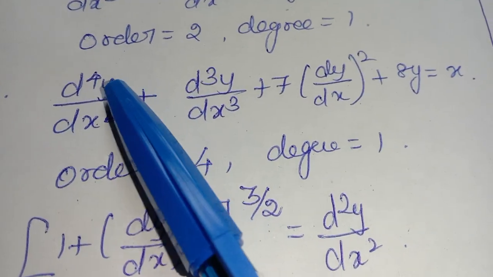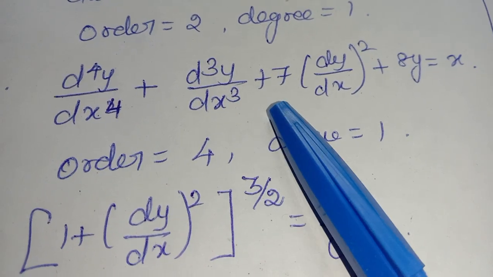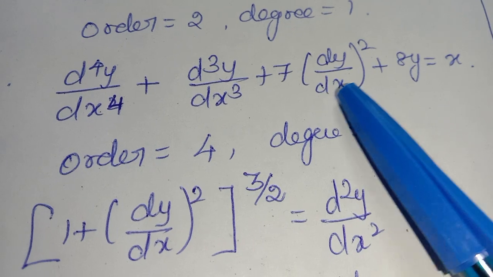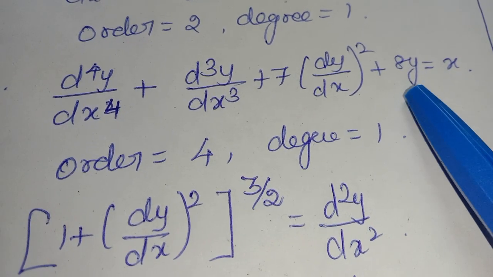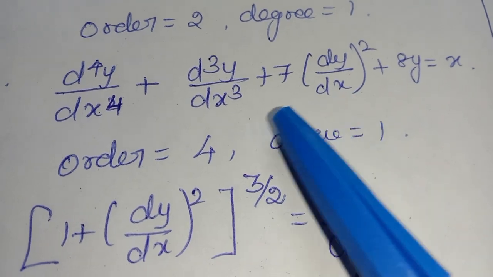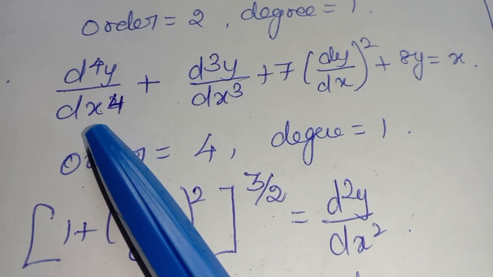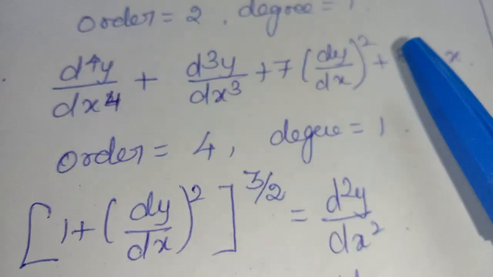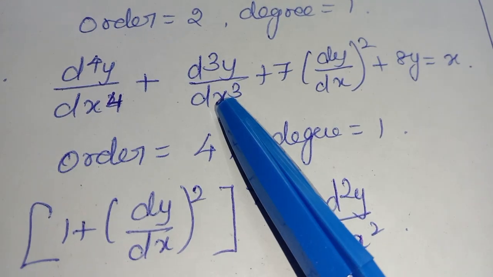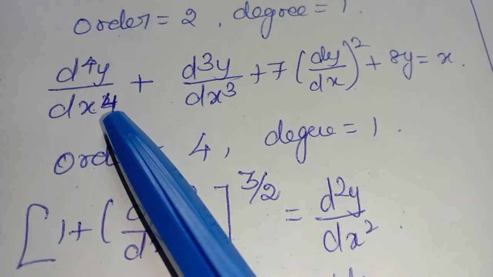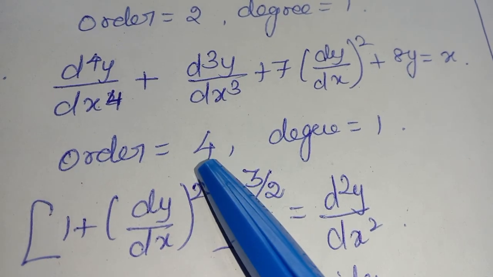One more example. d power 4 y by dx power 4 plus d cube y by dx cube plus 7 into dy by dx the whole square plus 8y equal to x. So in this equation we have y, dy by dx, d cube y by dx cube and d power 4 y by dx power 4. Dy by dx is the first order derivative, this is the third order derivative, this is the fourth order derivative. So the highest order is 4, so the order of this equation is equal to 4.